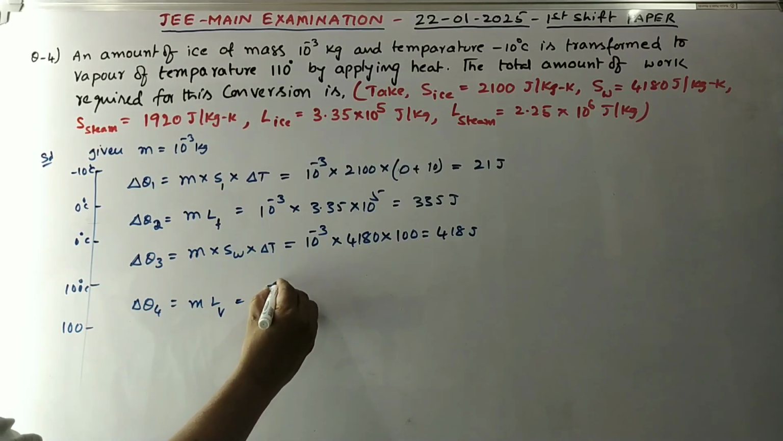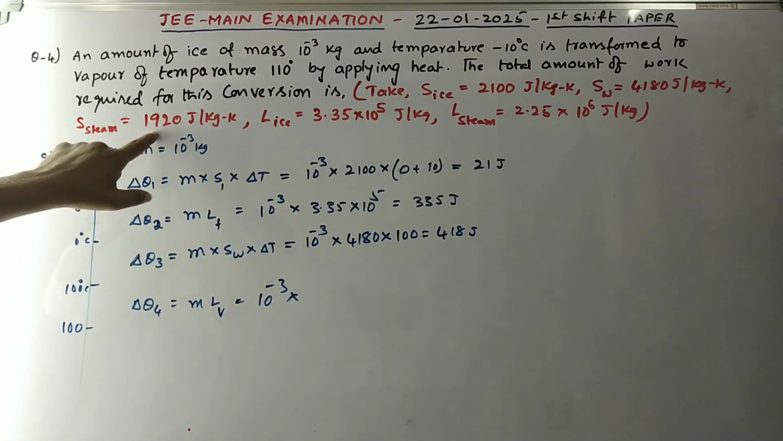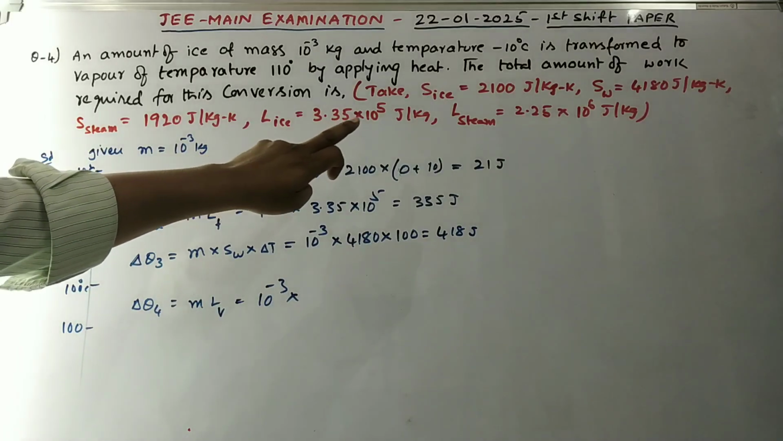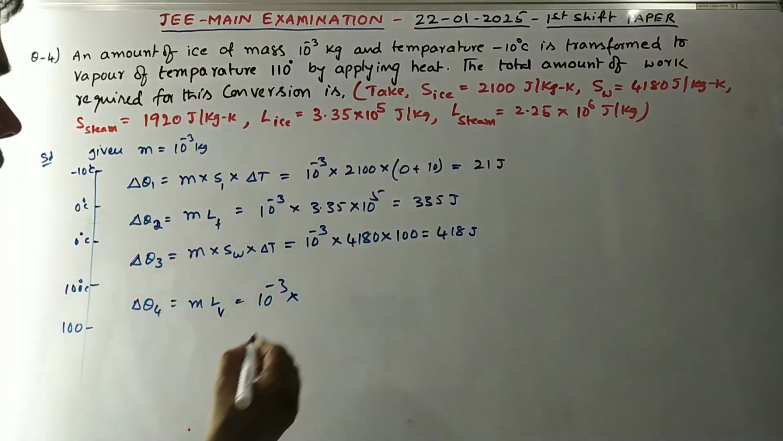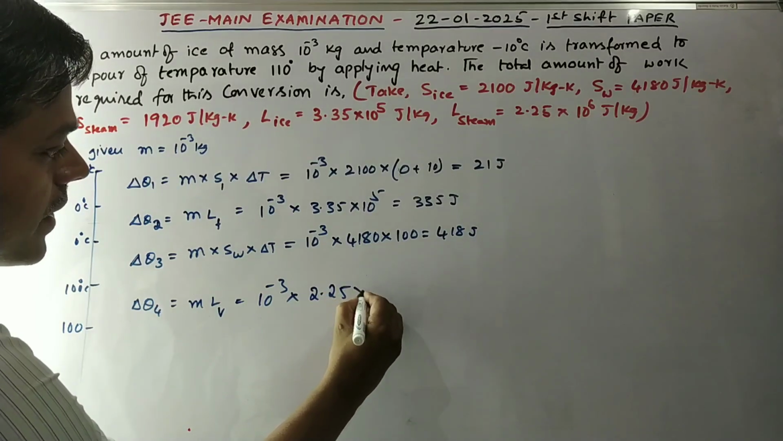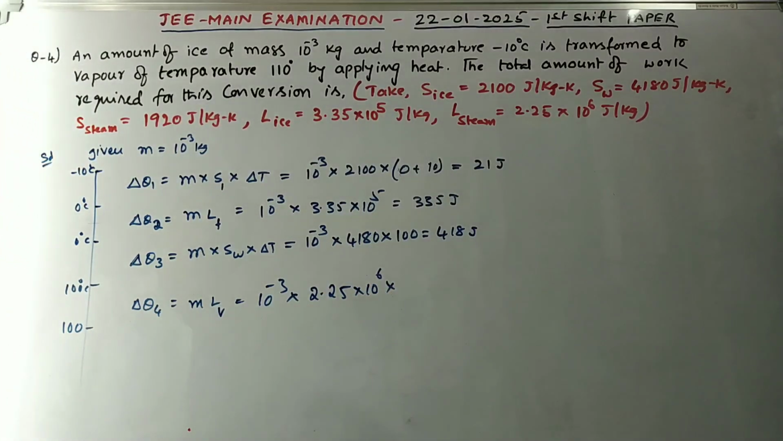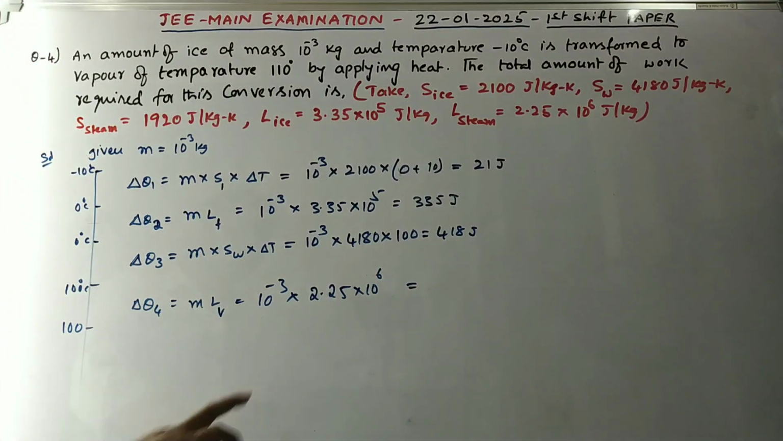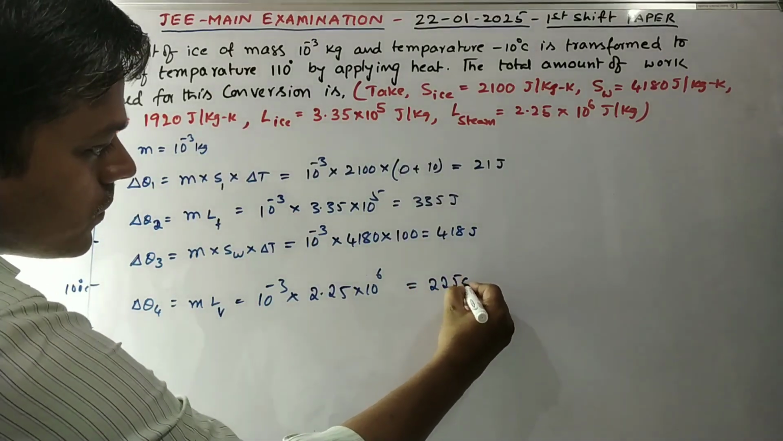So m is equal to 10 power minus 3. Latent heat of steam is given. What is that? 2.25 into 10 power 6. Not required the 100 degrees Celsius. Q is equal to mL. That's it. So what is the value? 2250 joule.